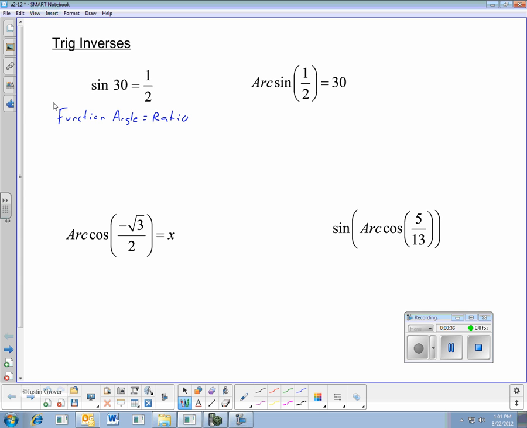Sine of 90 degrees we know is 1, and a couple other ones. Sine 45 degrees we know is rad 2 over 2, and so on. But an inverse is when we have arc sine.